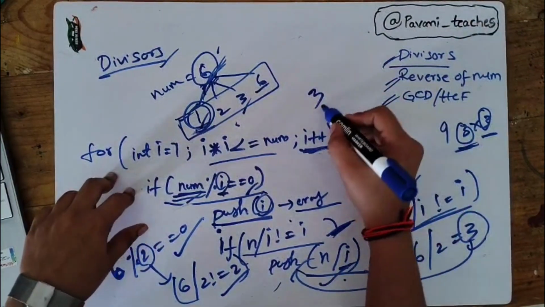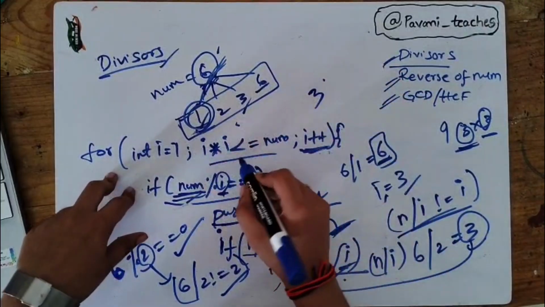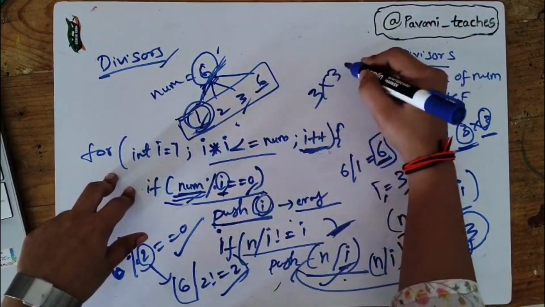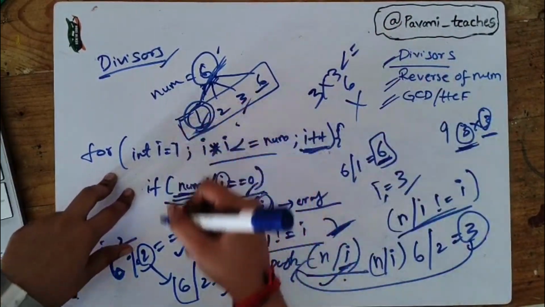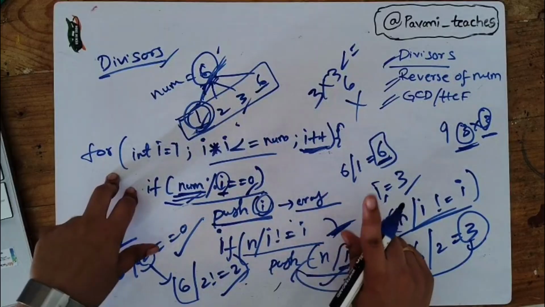So is 3 into 3 less than or equal to 6? No, it is not. So it will come out of the for loop. Okay, I hope you got it.